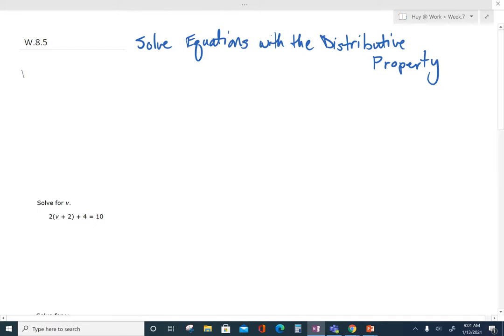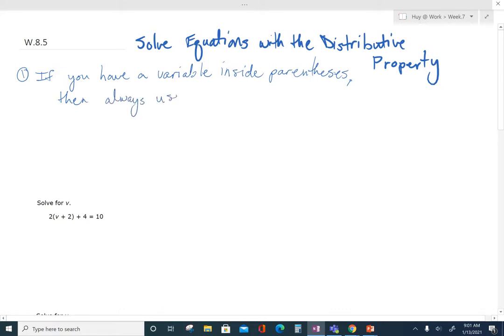So for this lesson, the first thing that you want to make sure of, especially when you're solving equations, is that if you have a variable inside parentheses, then always use the distributive property.